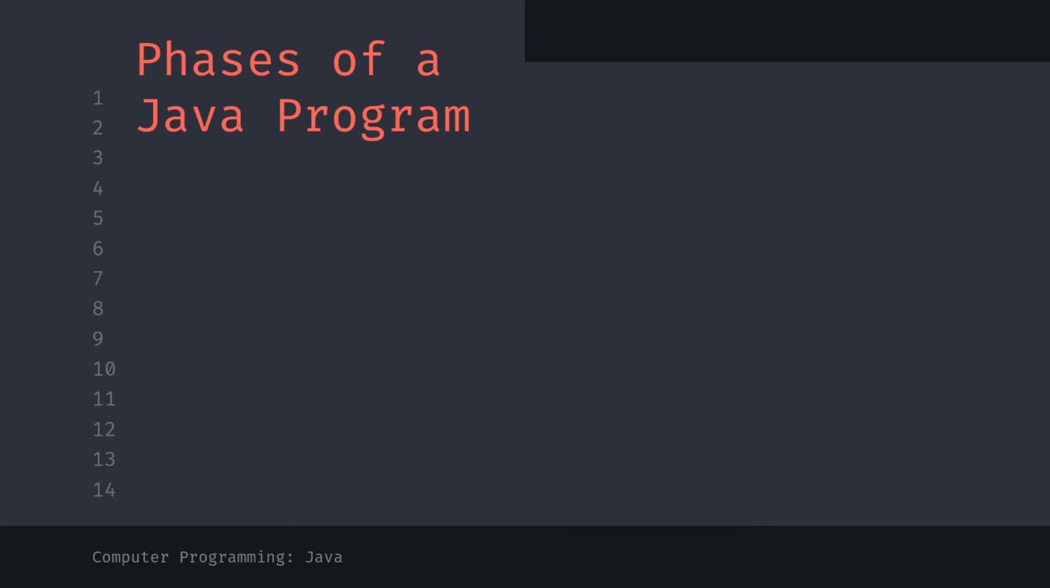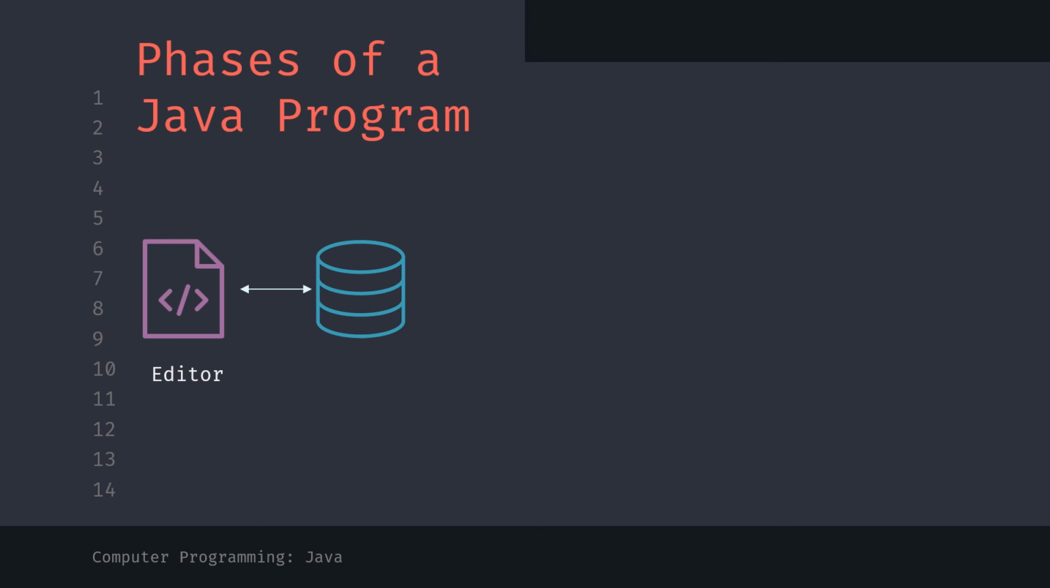Phases of a Java program. The first step in creating a Java program is writing your source code in a text editor. Examples of text editors you can use are Notepad, Sublime, Notepad++, and so on. Source code is programming commands that are made by a programmer with a text editor and then saved in a file. This file is stored in a disk file with the extension .java.